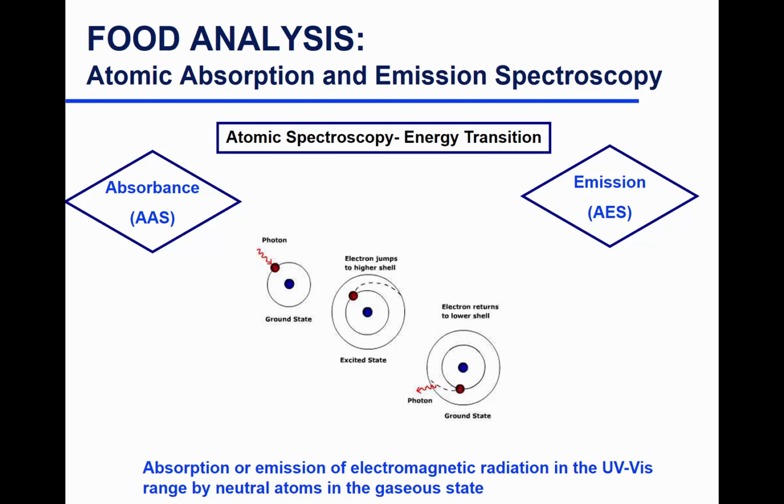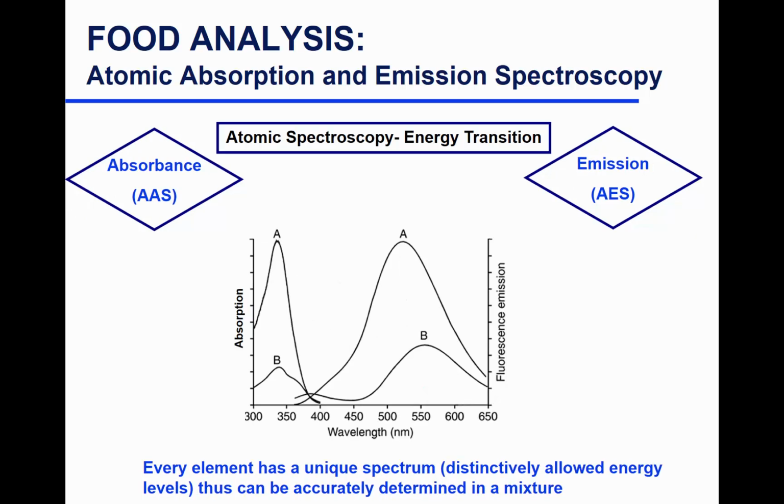And the radiation is often, or is always, I would say, in the UV visible range. So no other range for measuring absorption or emission for these atoms. So every atom has a unique spectrum, like any molecule. So there is a unique wavelength at which absorption occurs for every element, as well as fluorescence for every element.